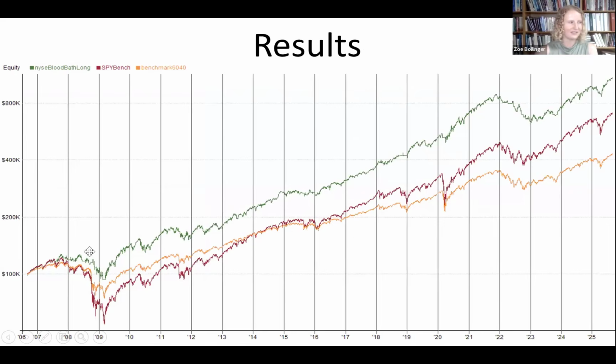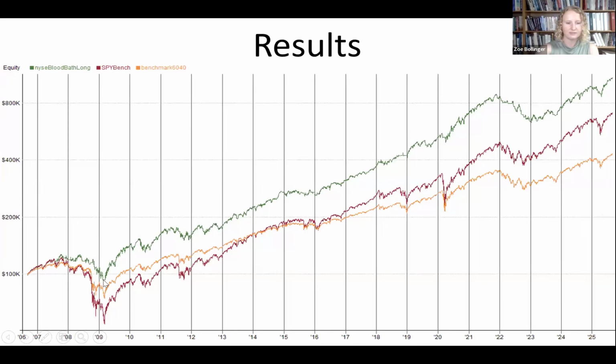I'll go back. We have 3 lines on here. We have the green line, which is our system. We have the red line, which is the S&P 500 buy and hold. And we have a 60-40 benchmark because that's what we set in our goals to begin with. We want outperformance with 60-40 like drawdown. So we do really well here.